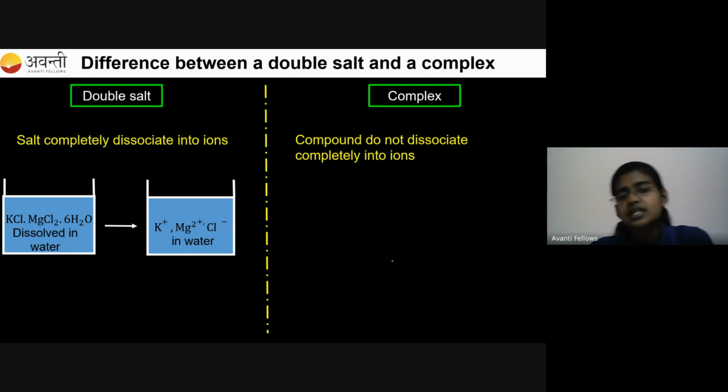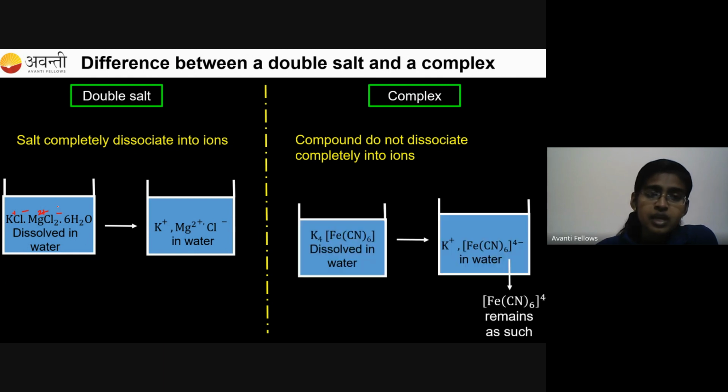When it is put inside water, all the cations and anions in that salt get dissociated: K+, Cl-, and here Mg2+ and 2Cl-. Everything is coming out. Okay. If everything is coming out, it is a double salt.